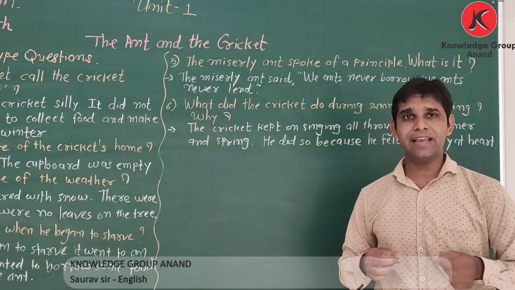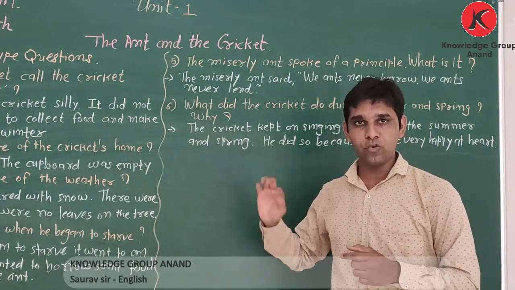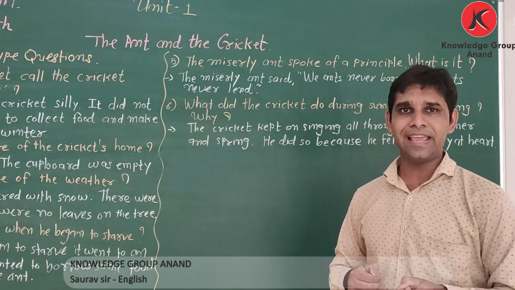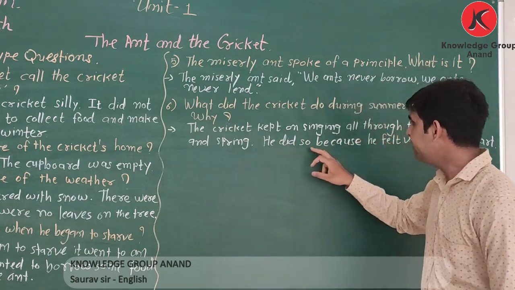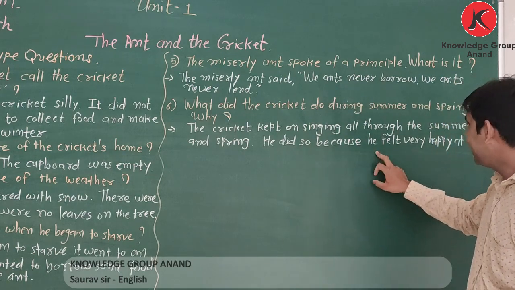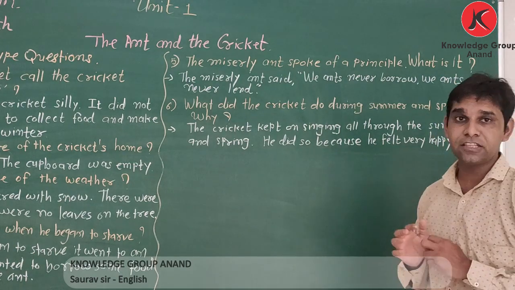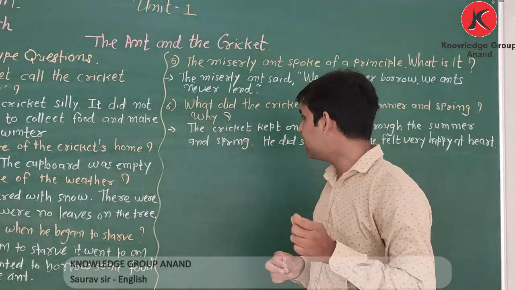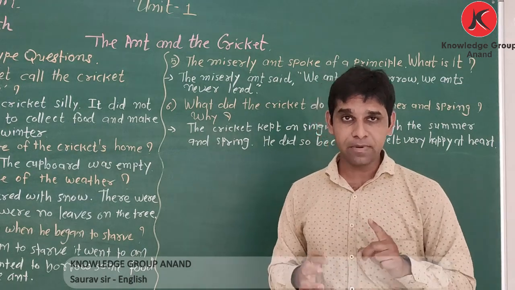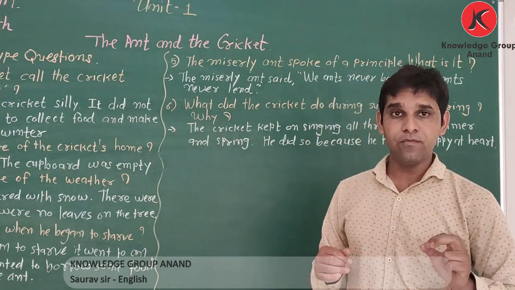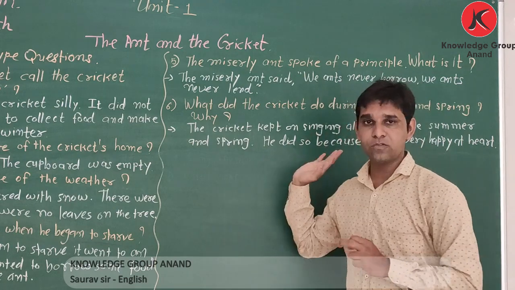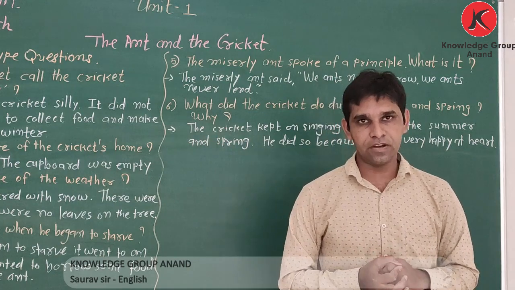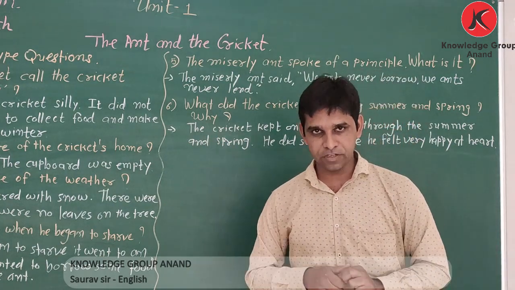The cricket used to sing during summer and spring. He never gathered the food. He used to sing and dance. He did so because he felt very happy at heart. His heart was very happy while singing and dancing. So he never gathered food during summer and spring. So these are the short type questions. Now we come to the long type of questions.